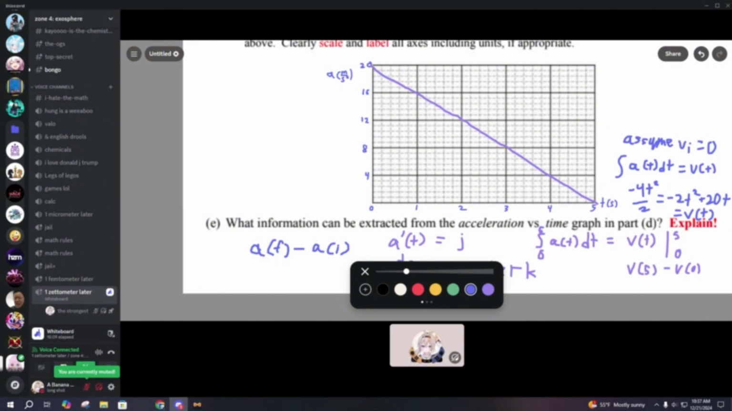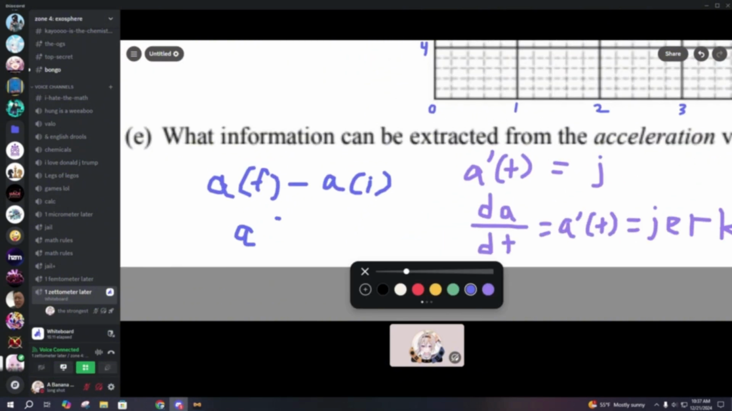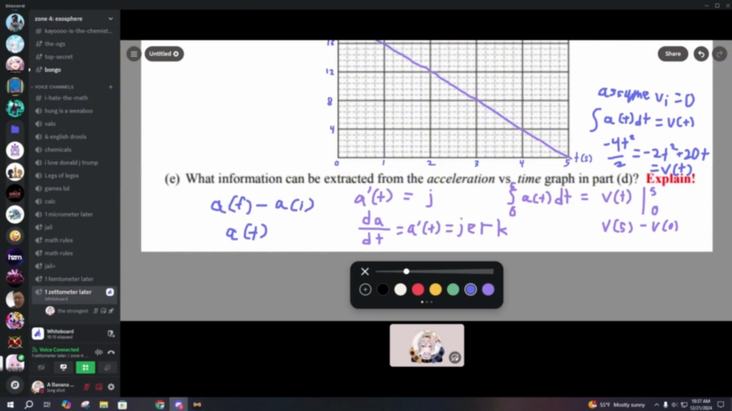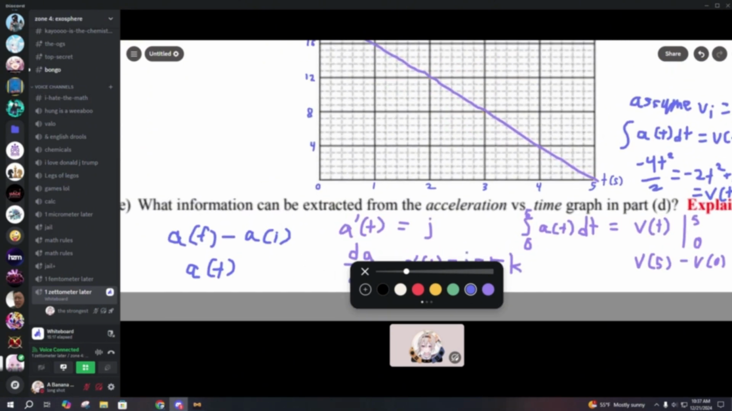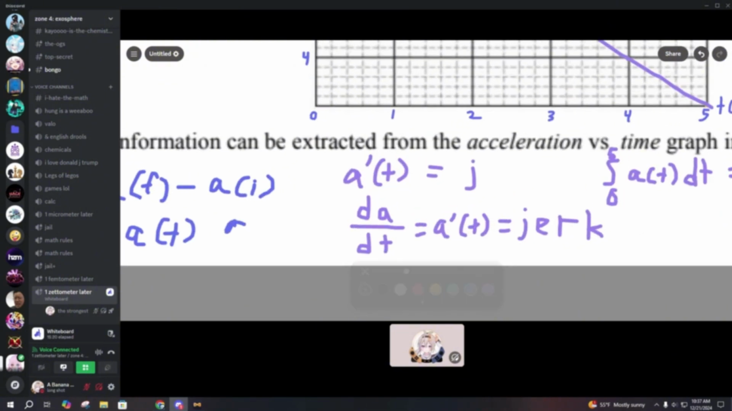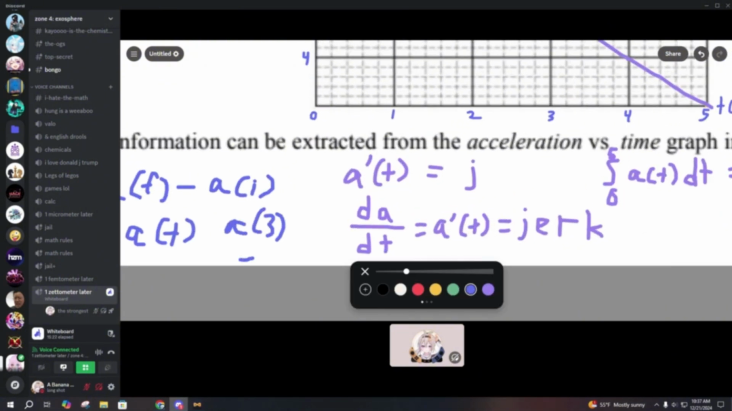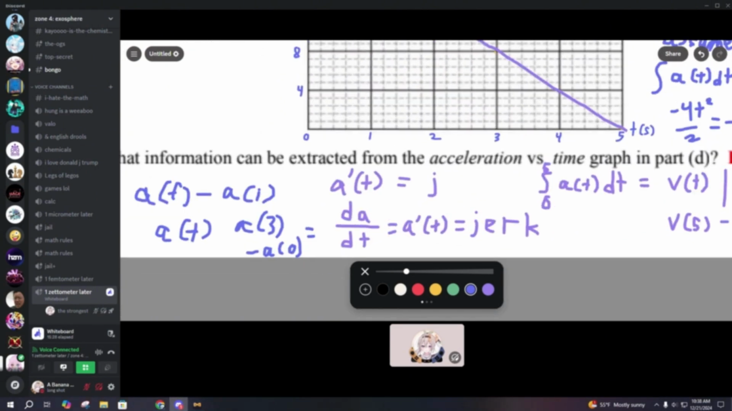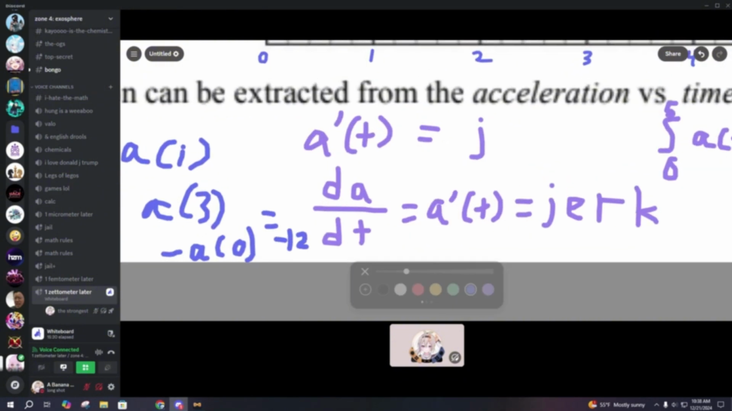So, yes, with this graph, I can find acceleration at any given time, and I can find the change between 2 points. For example, acceleration at 3 minus acceleration at 0 gets me a change of 8 minus 20, negative 12 meters per second squared.